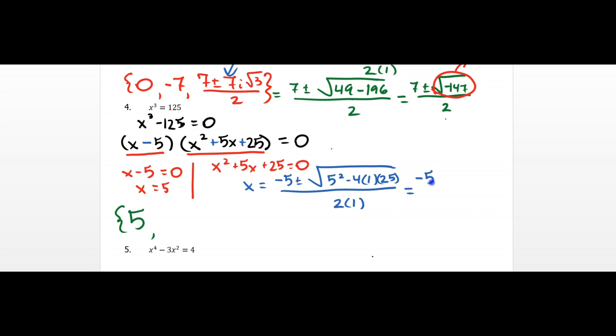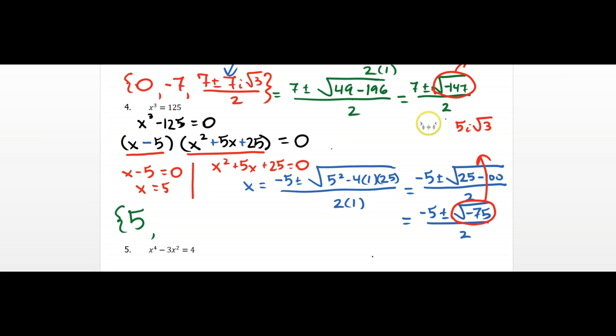When I simplify my radical, I get radical 25 minus 100 all over 2, and that simplifies to negative 5 plus or minus radical negative 75 all over 2. Okay, we know radical 75 will split up into radical 25 times radical 3, which becomes 5 radical 3. We also have a negative underneath it, so this actually becomes 5i radical 3 when we simplify it.